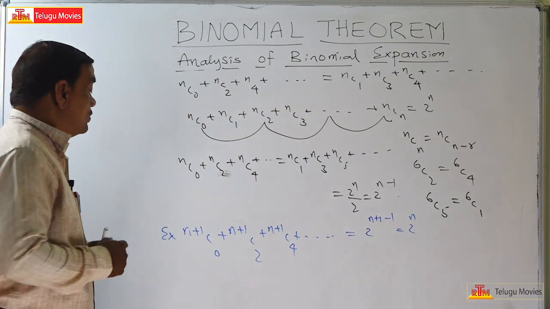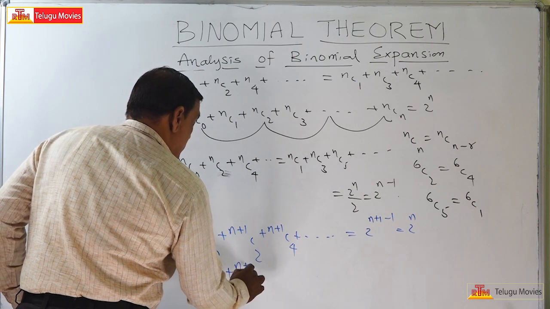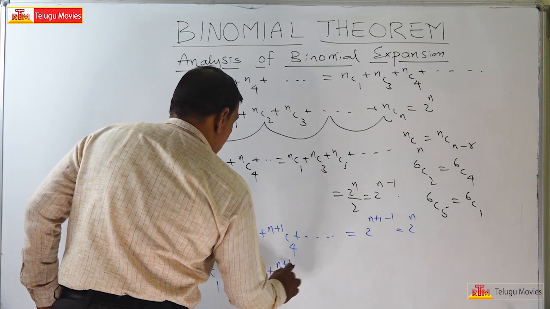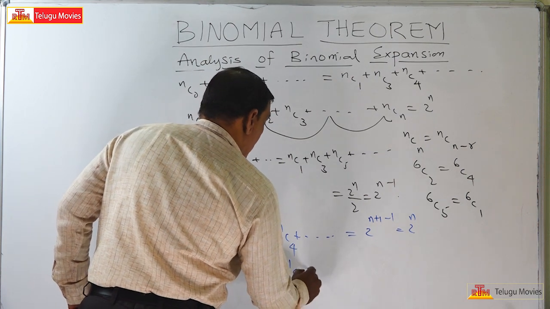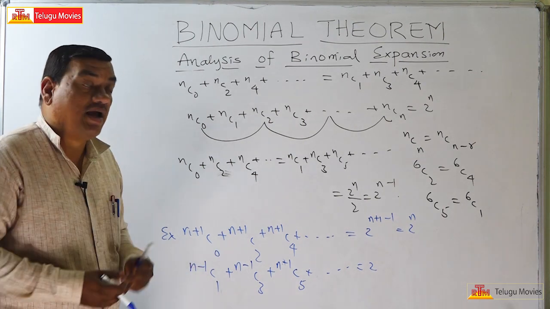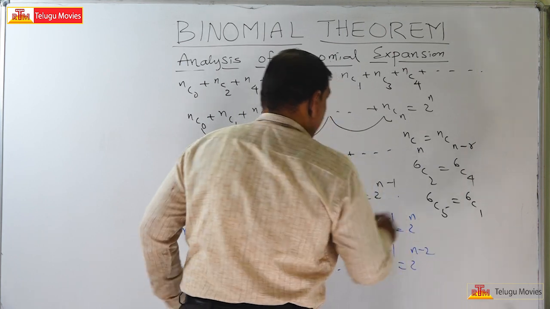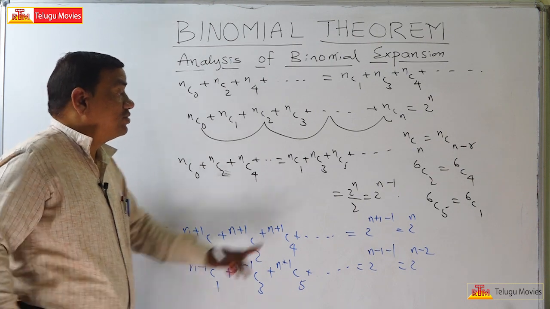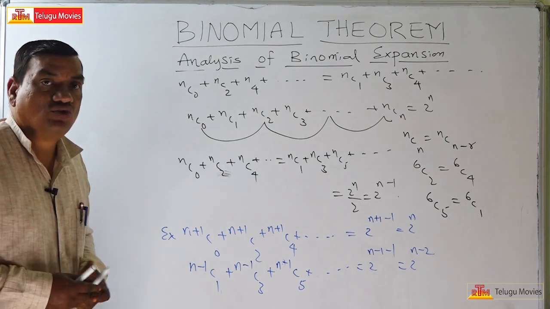Understand? So if you want to find out (n minus 1)C1 plus (n minus 1)C3 plus (n minus 1)C5 plus so on, this can be written as: wherever n is there, substitute n minus 1. So 2 to the power of n minus 1 minus 1, that is 2 to the power of n minus 2 will be your answer.